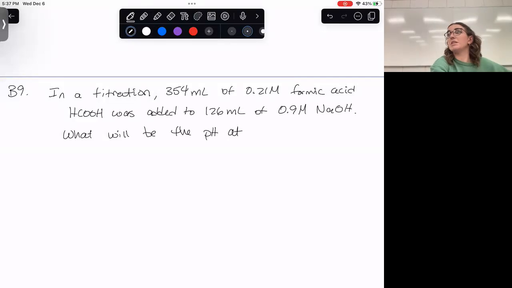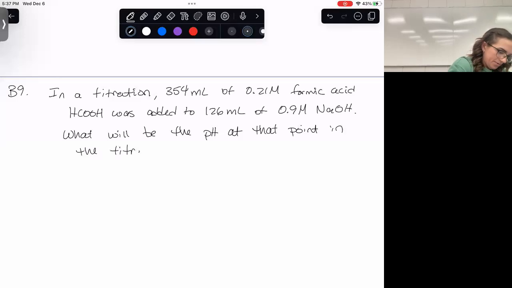This is exam 5, but B9. Okay, so B9 from exam 5: in a titration, 354 milliliters of 0.21 molar formic acid was added to 126 milliliters of 0.9 molar sodium hydroxide. What will be the pH at that point in the titration?